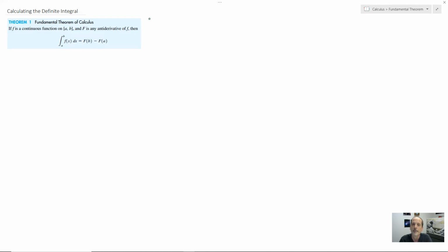So I'm just going to say if capital F of x plus some constant c is equal to the integral of f of x dx, then the integral from a to b of f of x dx is equal to F of b minus F of a. I really didn't say anything new here. I've just extended this a little bit.